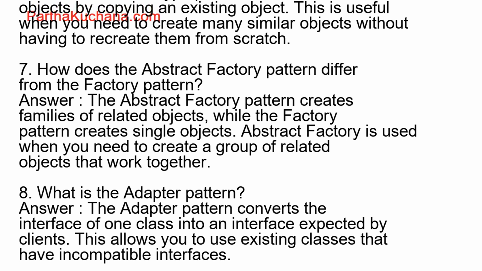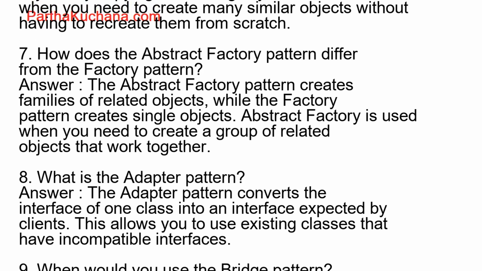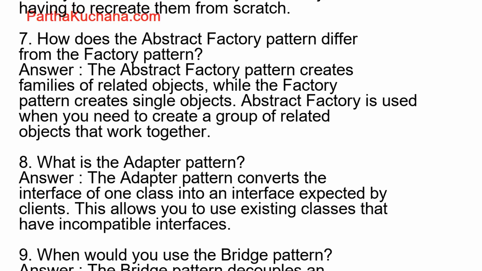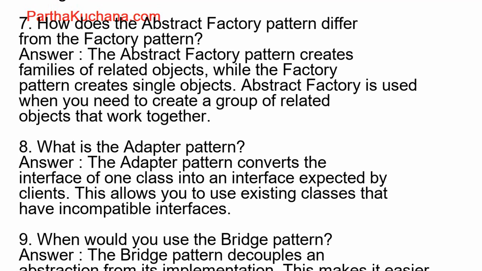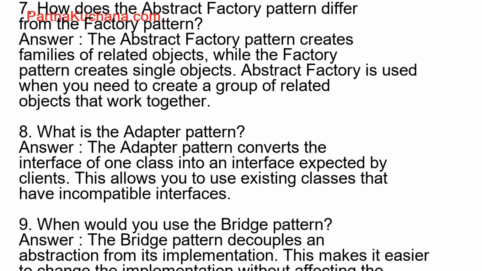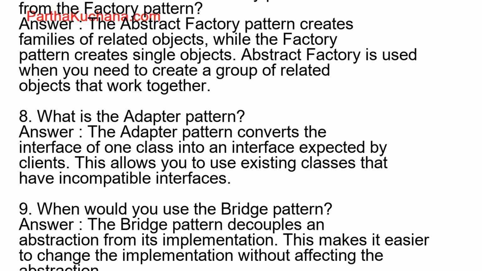10. Explain the composite pattern. Answer. The composite pattern treats groups of objects uniformly. This allows you to represent hierarchical structures, such as trees or menus, in a consistent way.